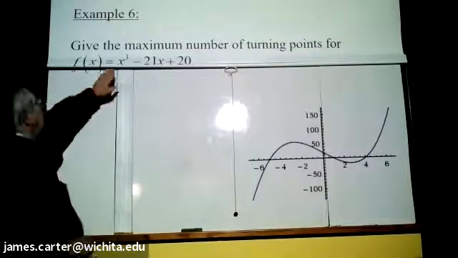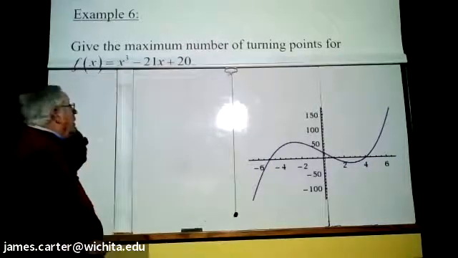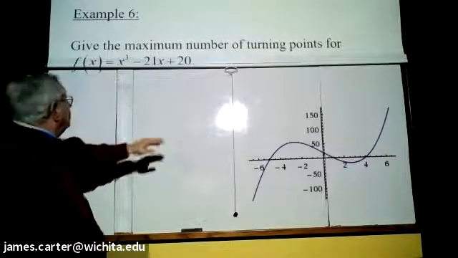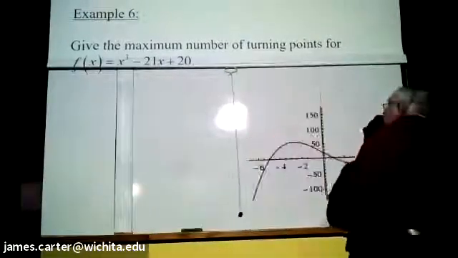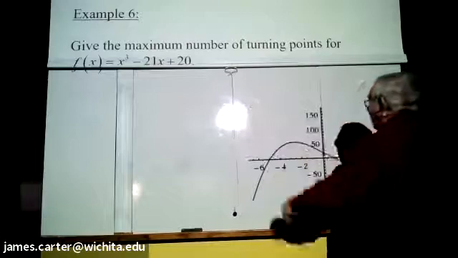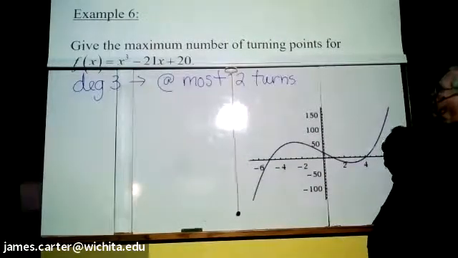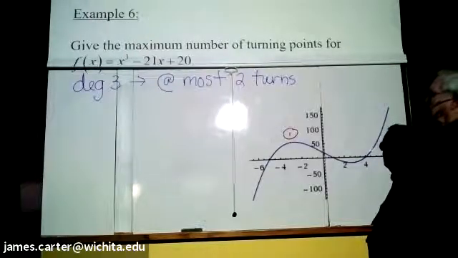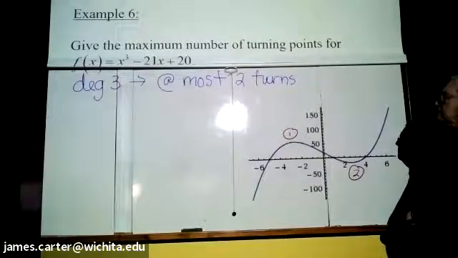Okay, I've got the equation x cubed minus 21x plus 20. Okay, we look at the end behaviors. That's positive, so it goes from down to up. Let's find the turning points. Well, to do that, we know that there can be at most 2 turning points. Now, here's our 2 turning points, using that n minus 1 rule.